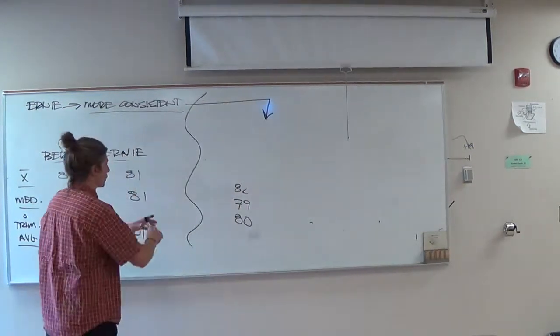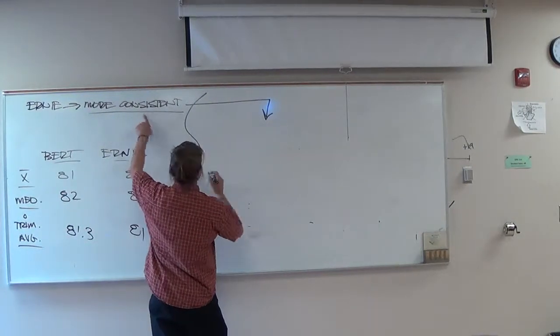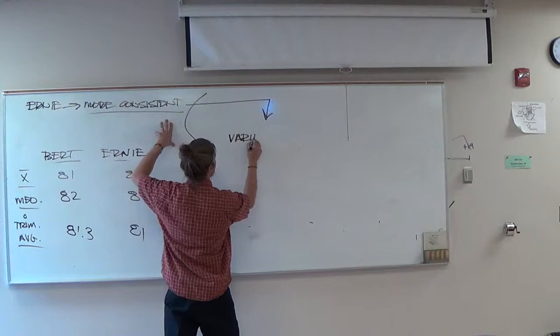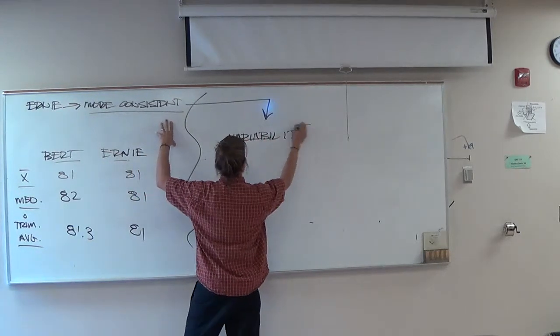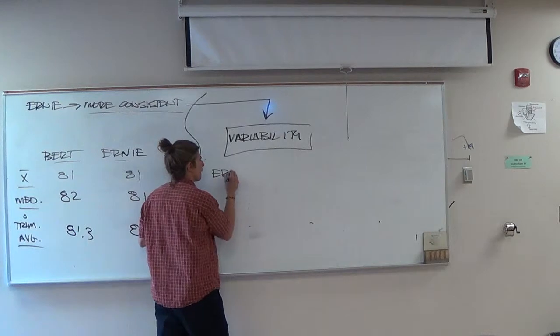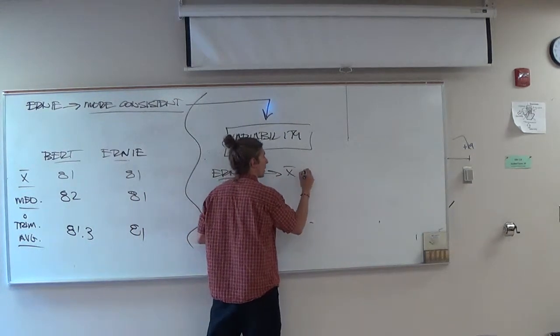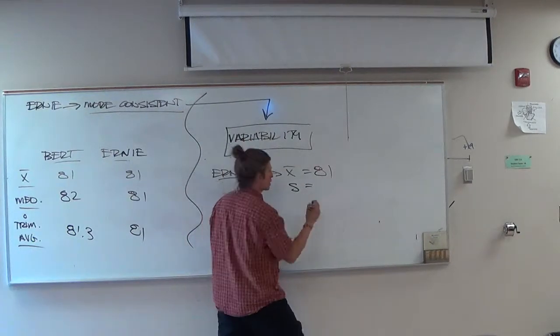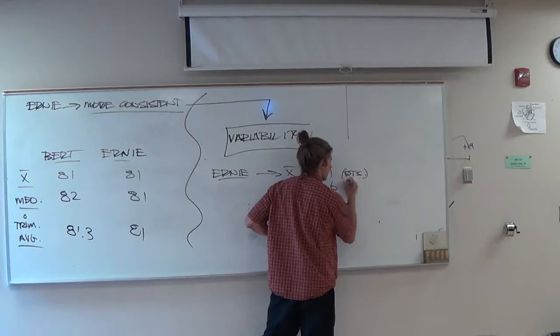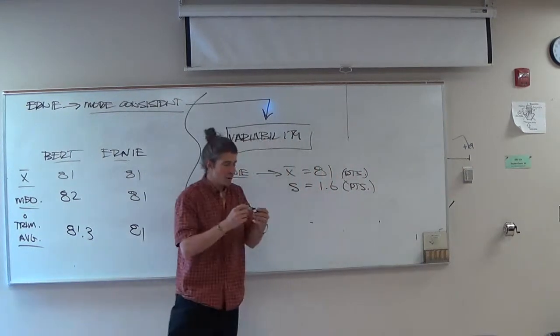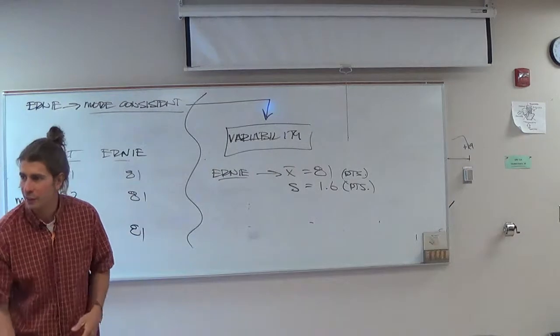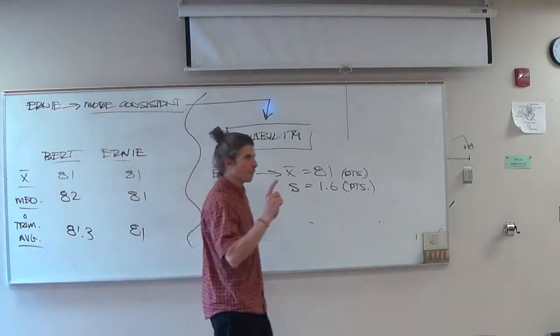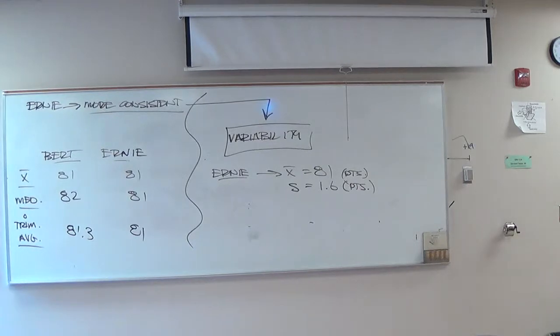Because if I just was to tell you, okay, so here we go. We're back to Ernie, more consistent. So let's measure variability. Ernie has an X bar of 81, an average of 81, and he's got a sample standard deviation of 1.6. These are both points. You now have an idea of what 1.6 points means. What does it mean? What is 1.6? Please, Chili! Average distance from the mean.